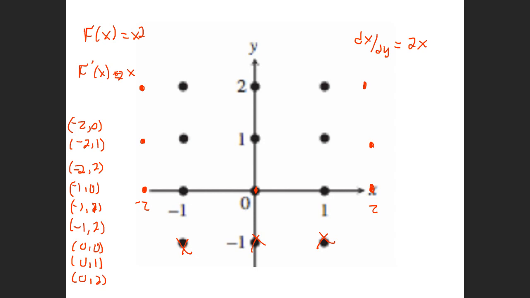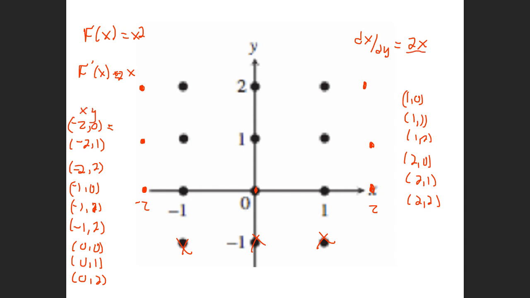Then I'm going to go over to this side and do these. So that's 1, 0, 1, 1, 1, 2. And then these points here are 2, 0, 2, 1, and 2, 2. So the first thing you want to do is write down all the points that you have to find the slope for. And then what you're going to do is find the slope. So if this is my x value, this is my y value.